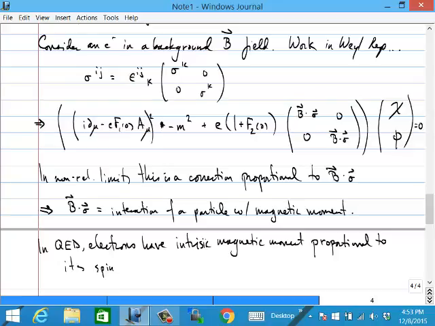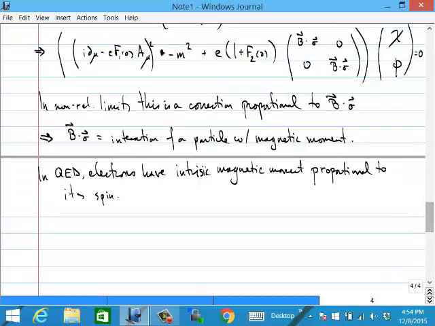It's not just a part in quantum electrodynamics, in the theories that unify quantum mechanics and special relativity, it's impossible to write down a theory of an electron that doesn't have an intrinsic magnetic moment. So let's just think about that for a second.